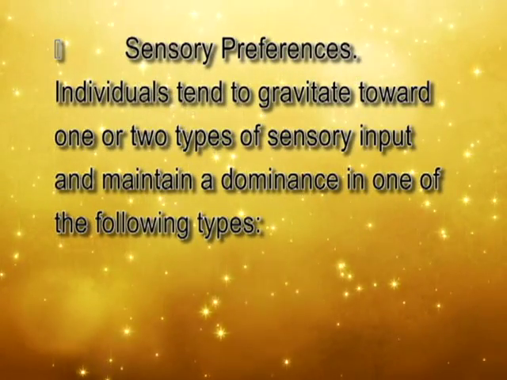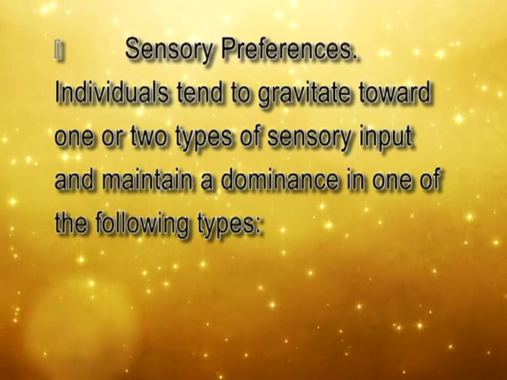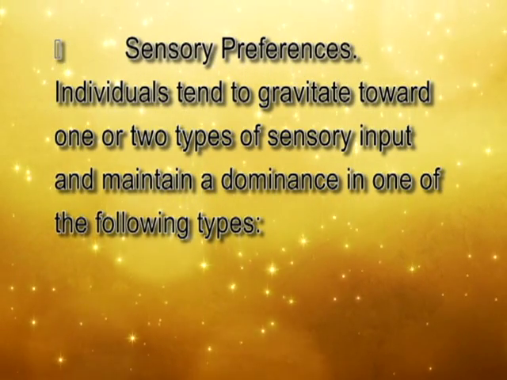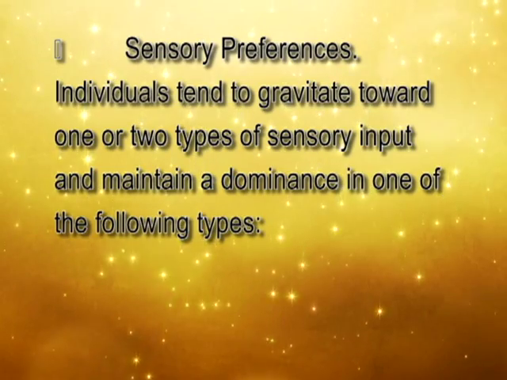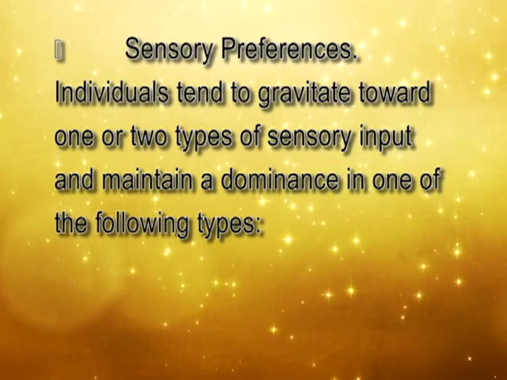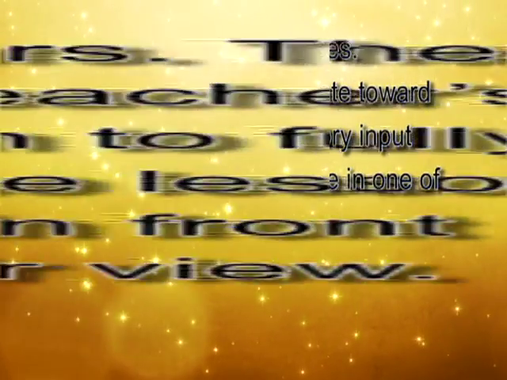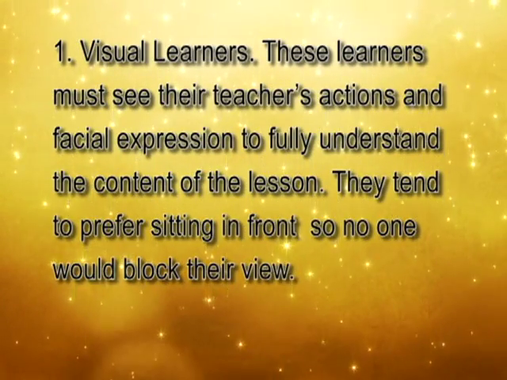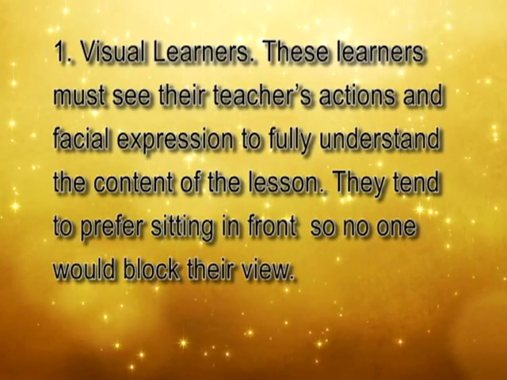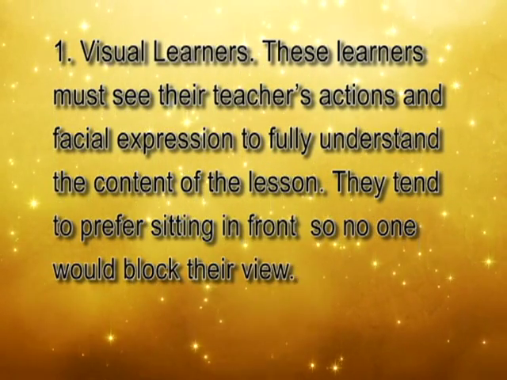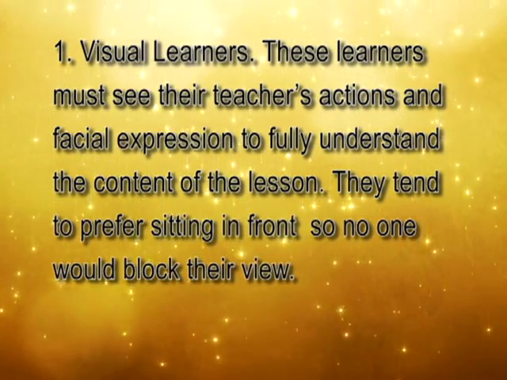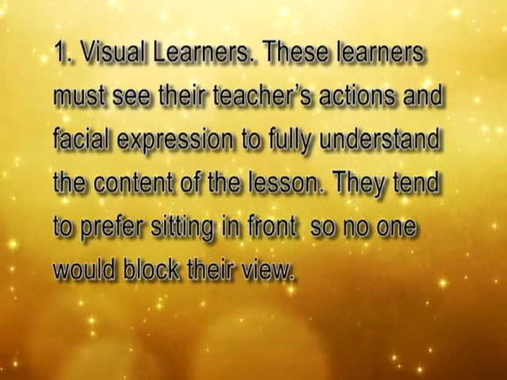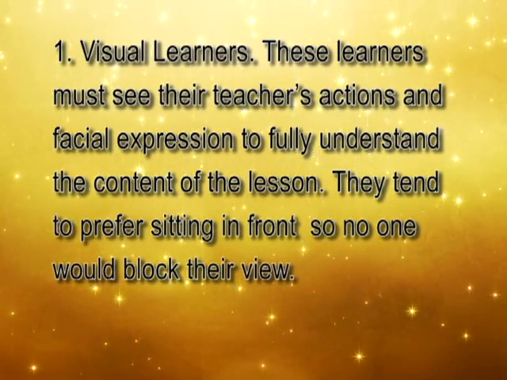Sensory preferences. Individuals tend to gravitate toward one or two types of sensory input and maintain a dominance in one of the following types. First, visual learners. These learners must see their teacher's actions and facial expression to fully understand the content of the lesson. They tend to prefer sitting in front so no one would block their view.